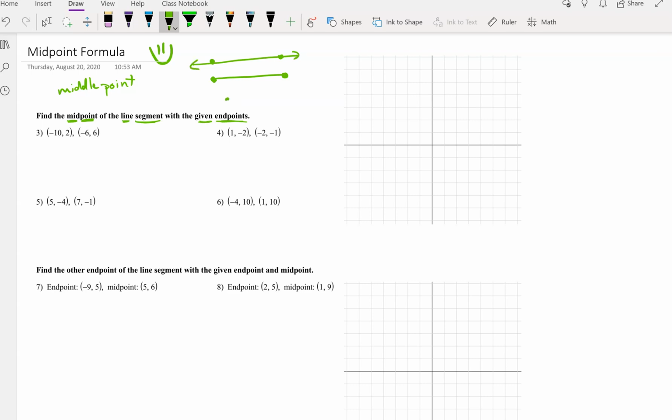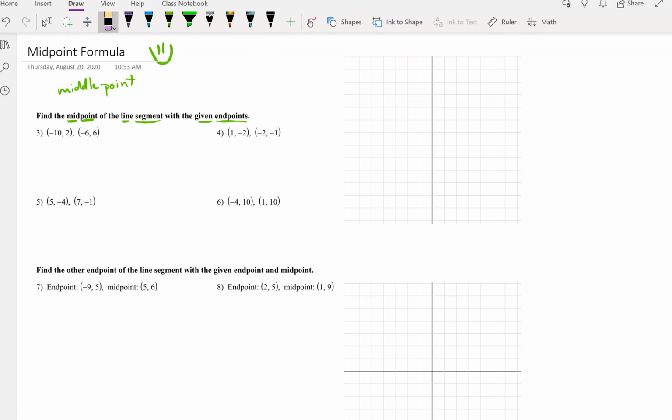And then your ray, remember, is going to have one specific endpoint. It may pass through several points, but it's going to keep going in that direction. Okay, so this one's your line, this one's your line segment, and this one is your ray. So just a quick little review of line segments there before we get started with midpoint.